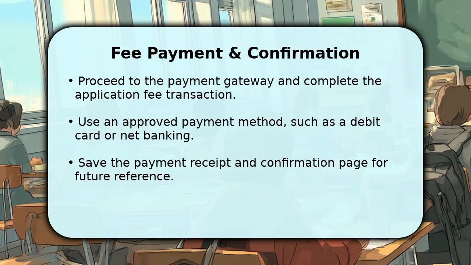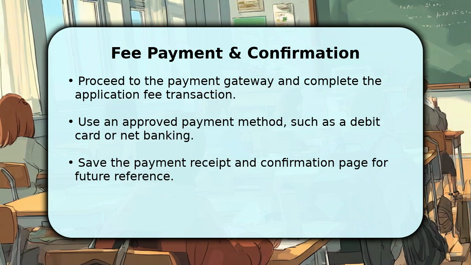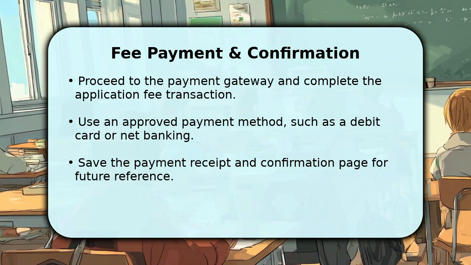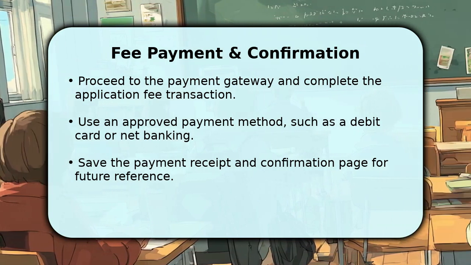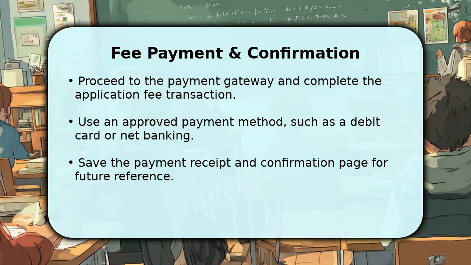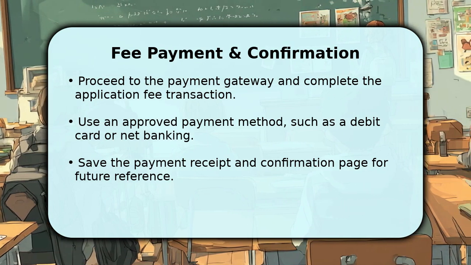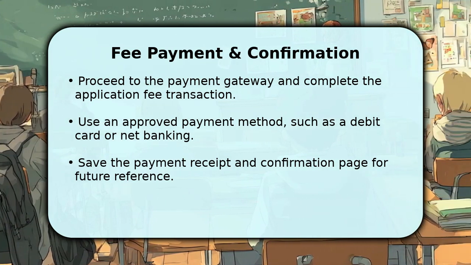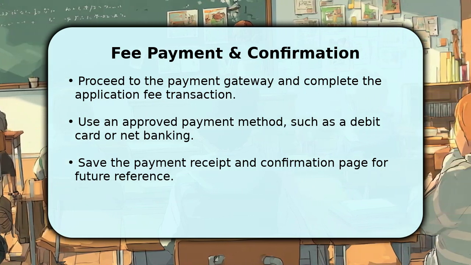After successfully filling the form and uploading documents, navigate to the payment gateway to complete your application fee transaction. The typical fee is around 500 rupees, but please verify the exact amount on the portal. You should use an approved payment method, such as a debit card, credit card, or net banking option. Remember to save or print both the payment receipt and the final confirmation page carefully for your records, as these are very important.